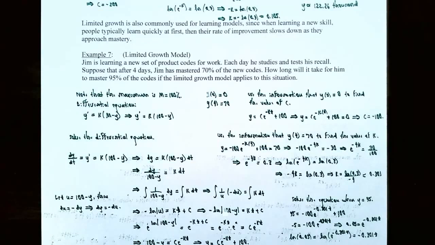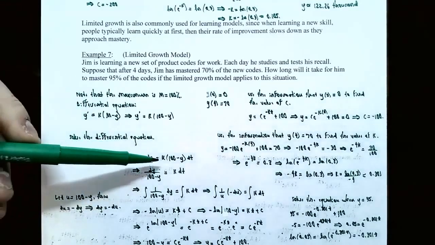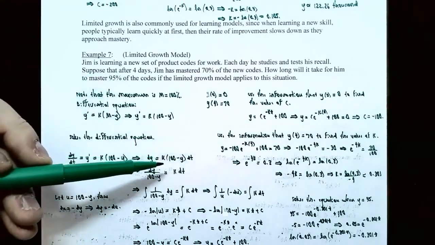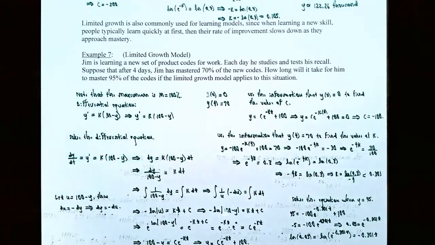So let's solve this exactly like we did in example 6. With this differential equation, start off by multiplying both sides of the equation by dt, so that way you have dy on one side of the equation by itself, equal to k times the quantity 100 minus y times dt. Divide both sides of the equation by 100 minus y so that the function y is on the left-hand side with dy, and the k is on the right-hand side with dt.